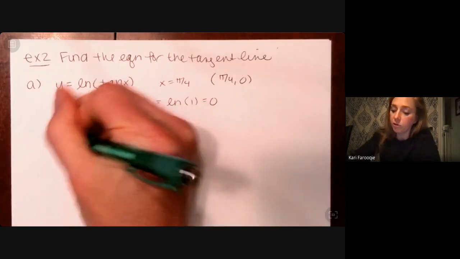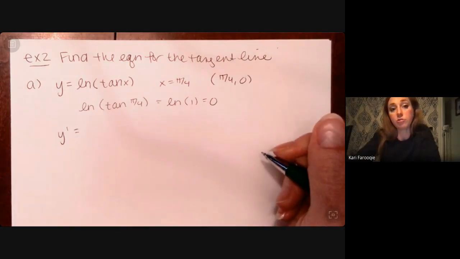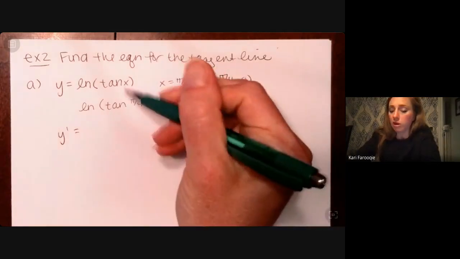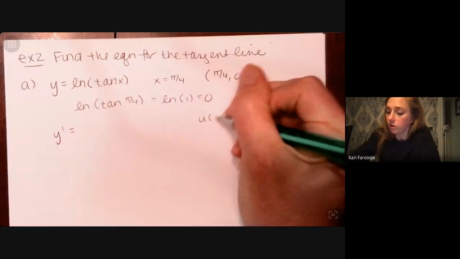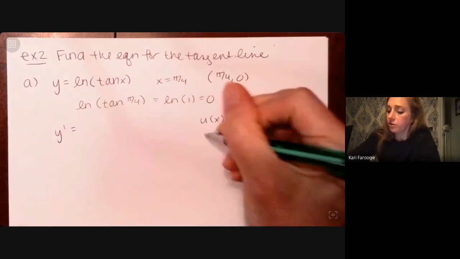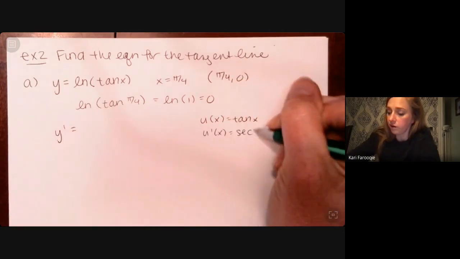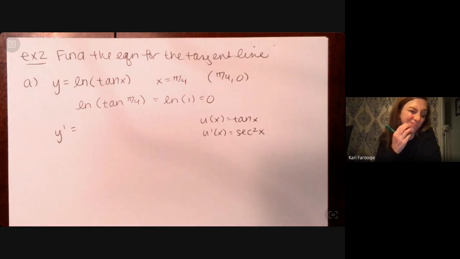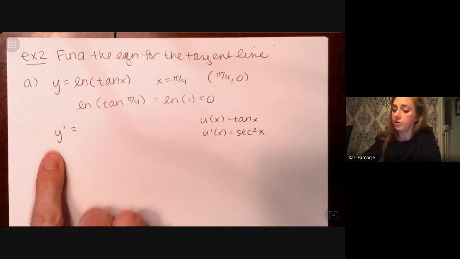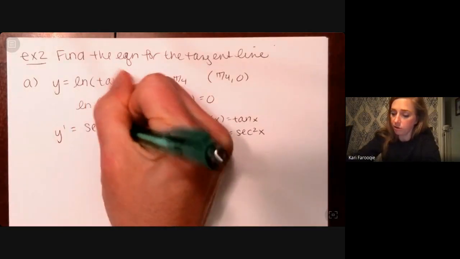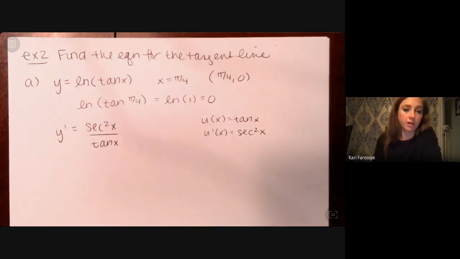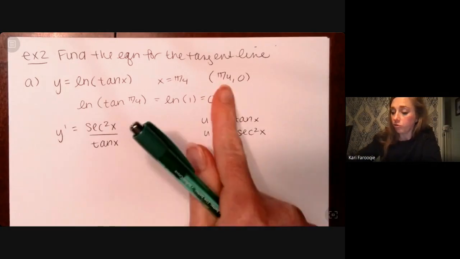But first, we need to find the slope. And to find the slope, I need to go ahead and take the derivative and then evaluate the derivative at pi over 4. So the derivative is going to be u prime over u. Off to the side, if you want to write u of x is the tangent of x. That's your inside function. And then u prime, remember the derivative of the tangent of x is secant squared x. So when you take your derivative, y prime, you're taking u prime, which is secant squared x, divided by u, which is tangent x.